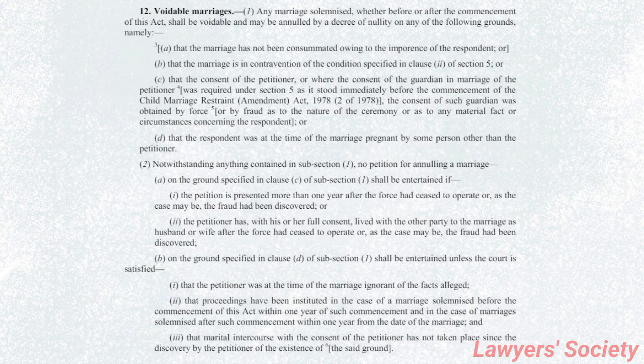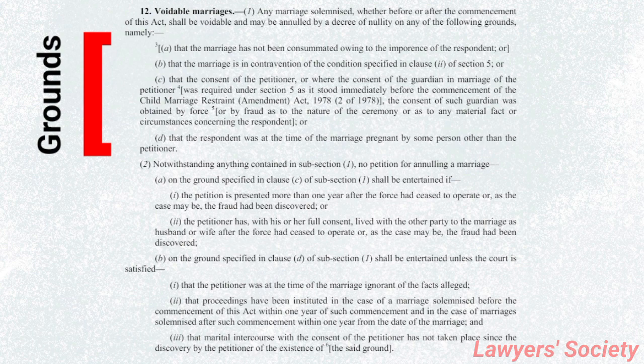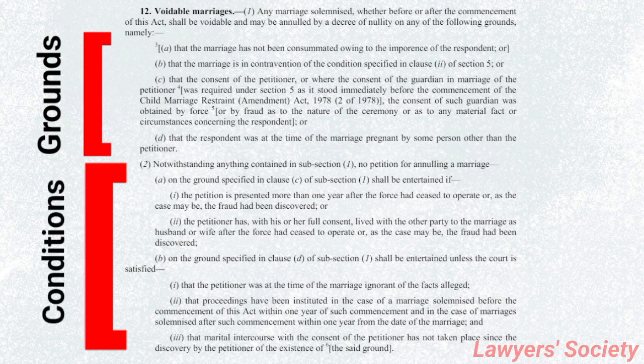Now, secondly, voidable marriages are defined under section 12. If you see, voidable marriage has 4 different conditions given under clause A, clause B, clause C and clause D. And for the operation of some of the clauses, you have subsection 2 of section 12 where there are certain conditions being given. So if they are all satisfied, then the party can apply and get a decree in that regard to annul the marriage.